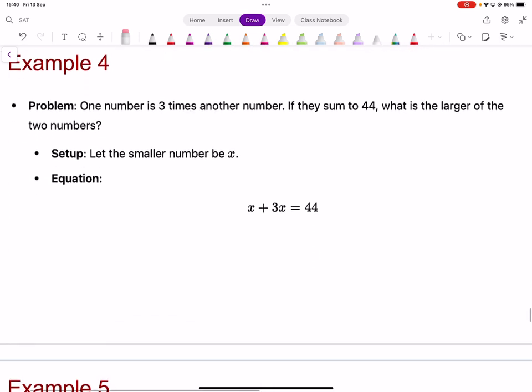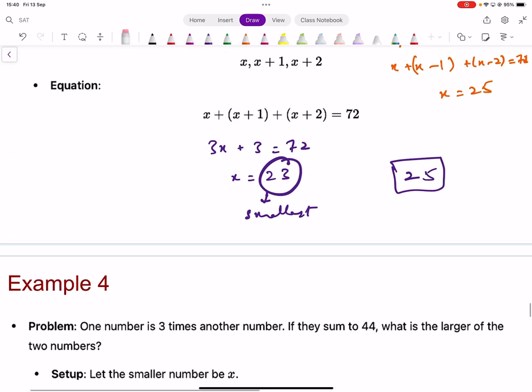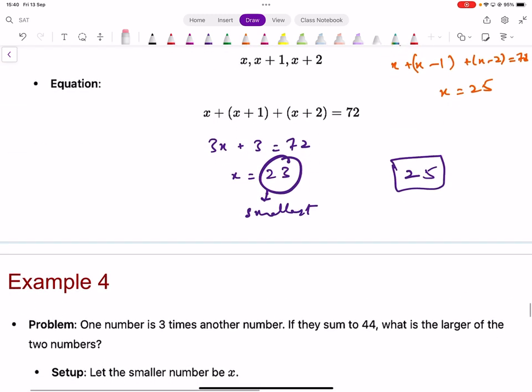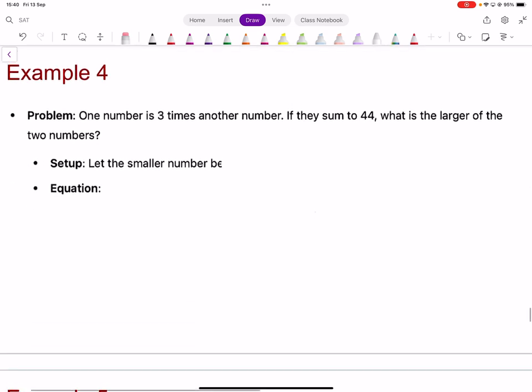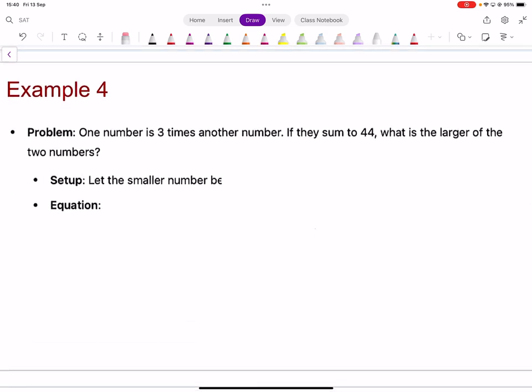All right. Let's have a look at this. Again, let's start with this. What I can do is, I can just get rid of this. Okay, how do you think about this now? One number is 3 times another number. If the sum of those two numbers is 44, what's the larger of the two numbers? How do you think about this? Yes? X equals 44? 3x equals 44?